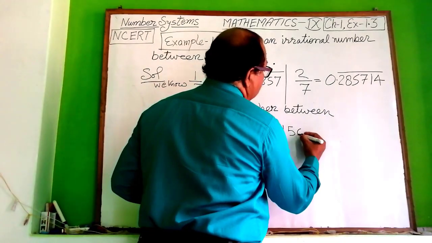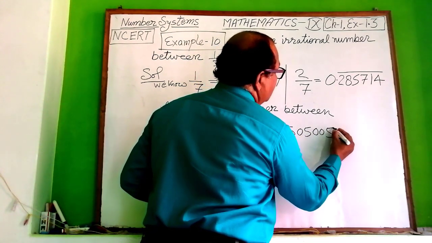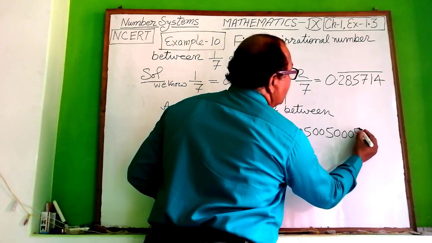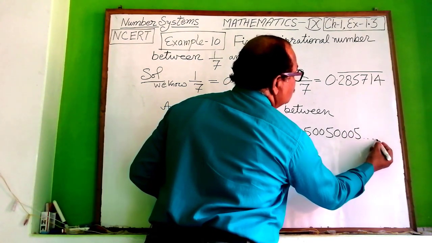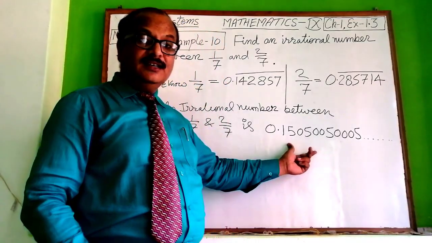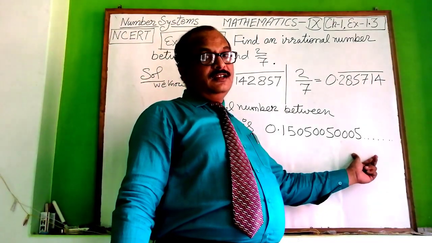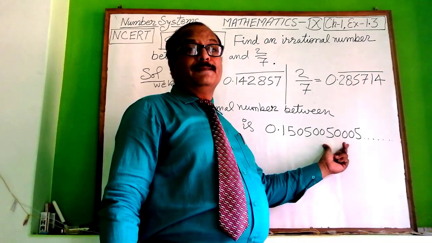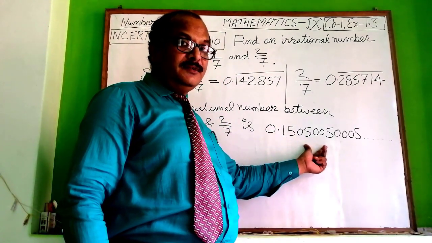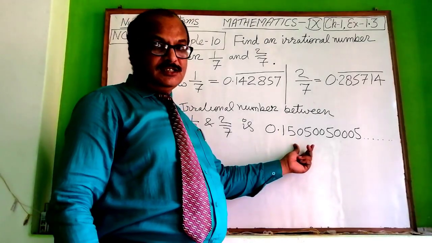Now you can write 0.5, 0.05, 0.005, 0.0005 and so on. You can see we are writing a non-terminating, non-repeating decimal. It is an irrational number. So we follow the pattern of an irrational number, and you can make many numbers on this basis.